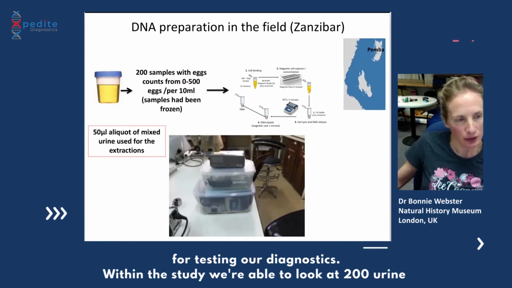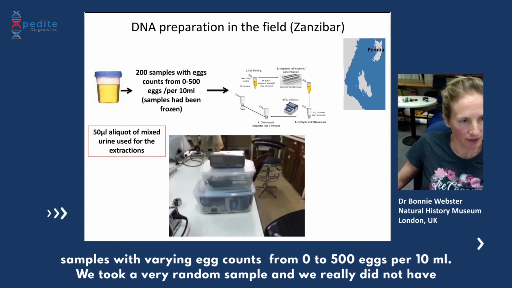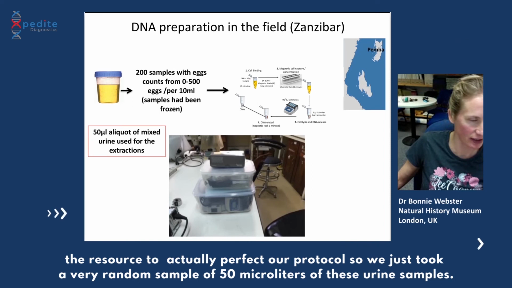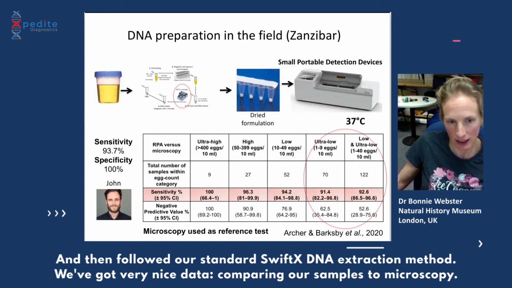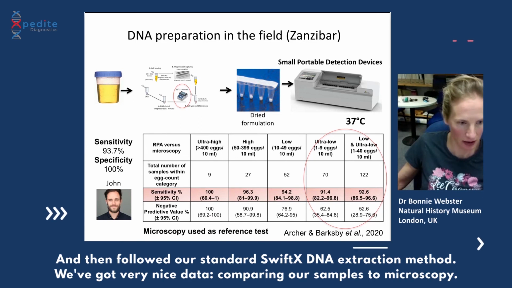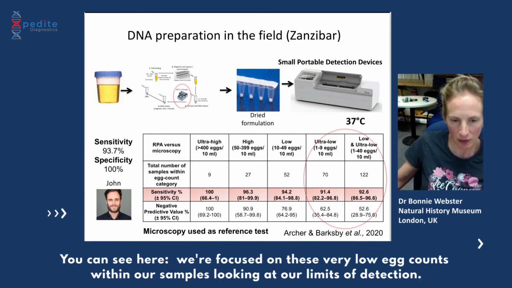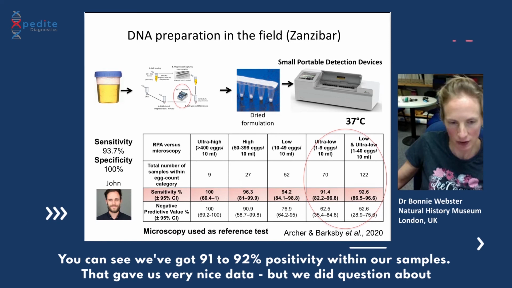Within the study, we were able to look at 200 urine samples with varying egg counts from 0 to 500 eggs per 10 ml. We took a very random sample, and we really did not have the resource to perfect our protocol at this point. So we just took 50 microliters of these urine samples, and then followed our standard Swift DNA extraction method. And we got very nice data. This is comparing our samples to microscopy. You can see here we're really focused on these very low egg counts, looking at our limits of detection. And you can see we've got 91 to 92% positivity within our samples. So that gave us very nice data.